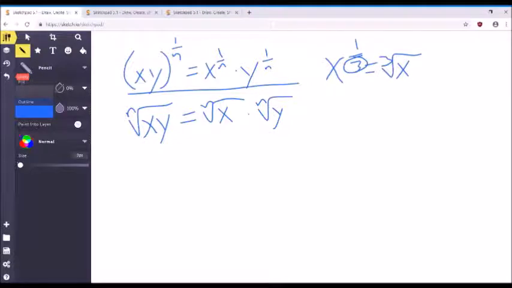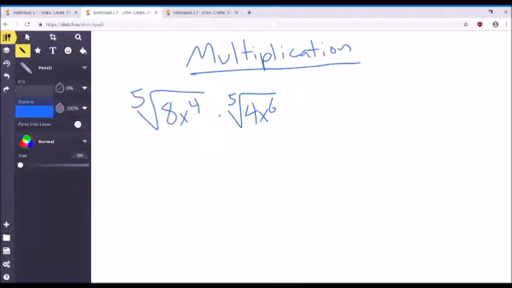This is a pretty simple concept, but it can be used to solve complex problems like the fifth root of 8x to the 4th times the fifth root of 4x to the 6th. The first step in simplifying this is to combine like terms under one radical. So you would get 32x to the 10th under the fifth root.